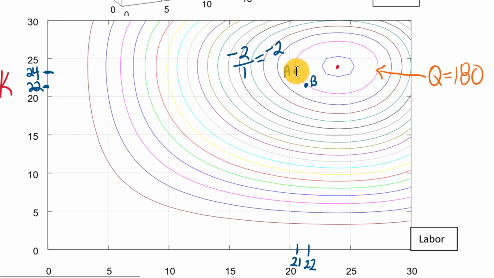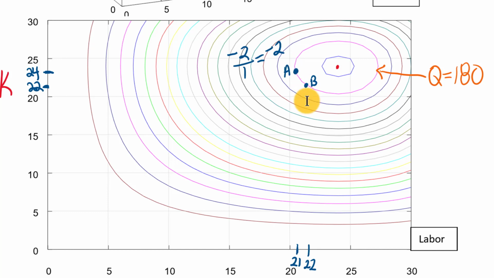And I usually like to think about this in terms of the absolute value. It tells us that between points A and B, that slope is 2 or minus 2, and if we add 1 worker, we could lose 2 machines. Or, if we lose 1 worker, we need to gain 2 machines. We need to add 2 machines to make up for that.